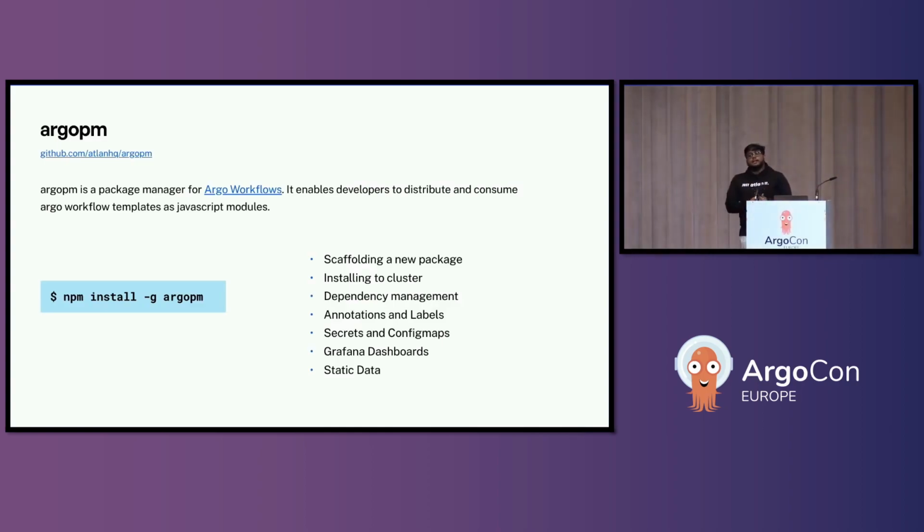You can also add to your package standard Kubernetes resources like secrets, config maps. We have also added some features to add Grafana dashboards to your package. So all of a sudden, your package becomes something that has your workflow as well as the observability components attached to it. We also added support for static data. Sometimes you just need some artifacts to be present on your object store. So there's that as well.